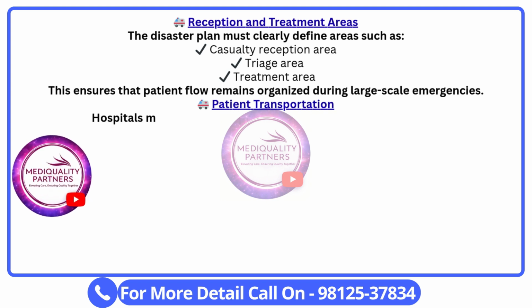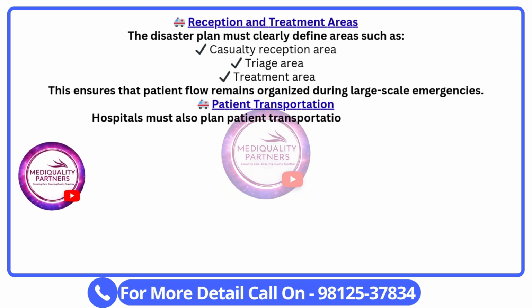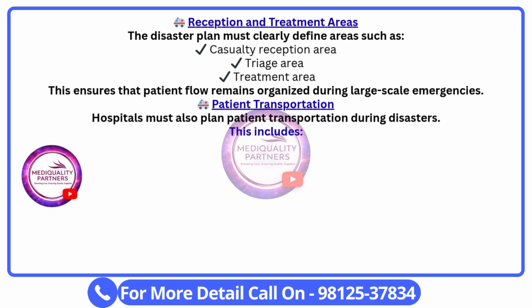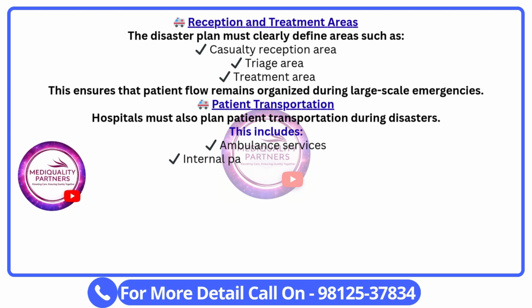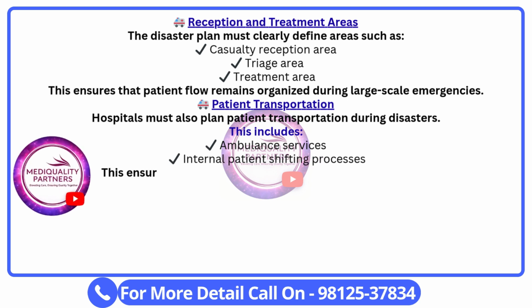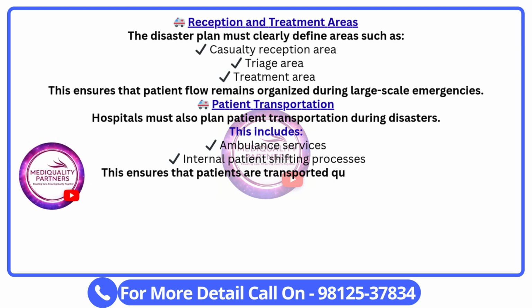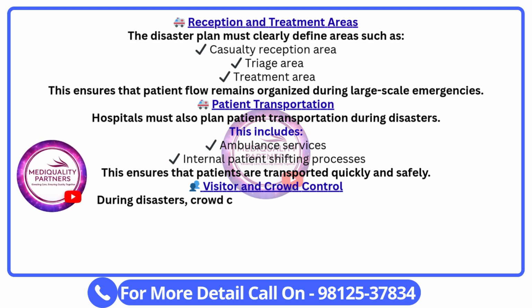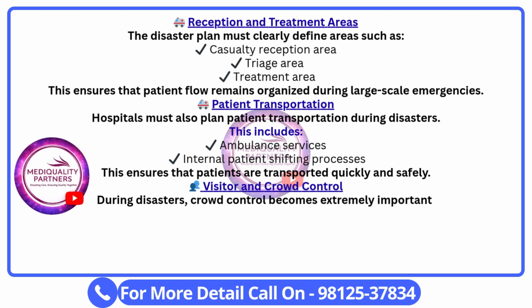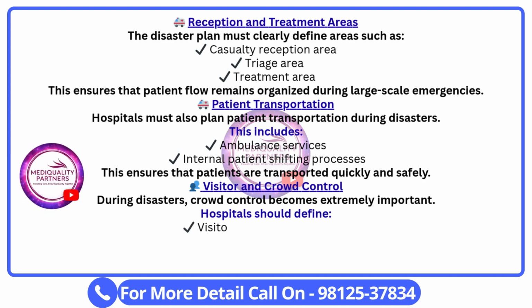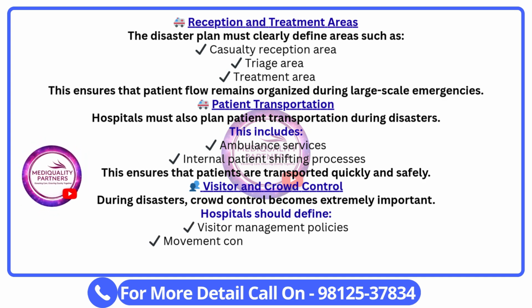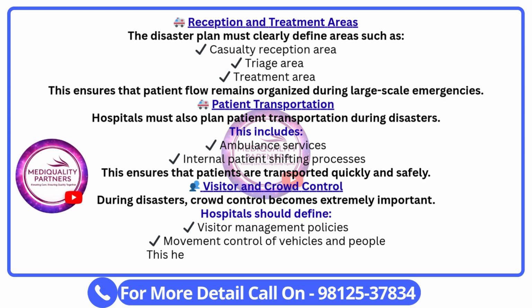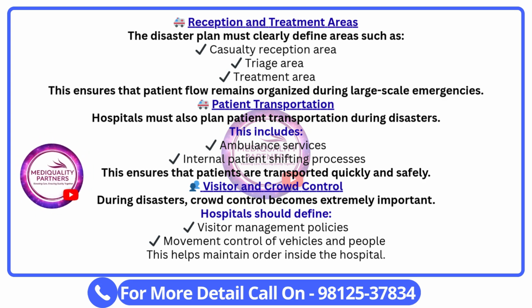Patient transportation. Hospitals must also plan patient transportation during disasters. This includes ambulance services, internal patient shifting processes. This ensures that patients are transported quickly and safely. Visitor and crowd control. During disasters, crowd control becomes extremely important. Hospitals should define visitor management policies, movement control of vehicles and people. This helps maintain order inside the hospital.